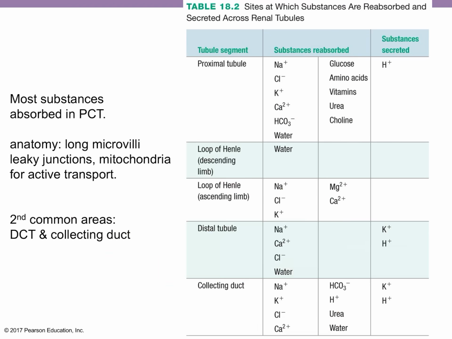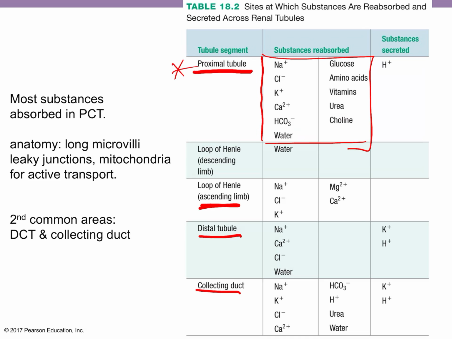Okay, so this is just another image of items that are reabsorbed, and this time I just want to look at where they are reabsorbed. So the proximal tubule is the most, right? Most substances are reabsorbed in the proximal convoluted tubule. And then the other two places are the distal tubule and collecting duct. There's some reabsorption in the loop of some ions, but the proximal tubule is where you have a lot of organic glucose, amino acids, vitamins, urea, and choline.